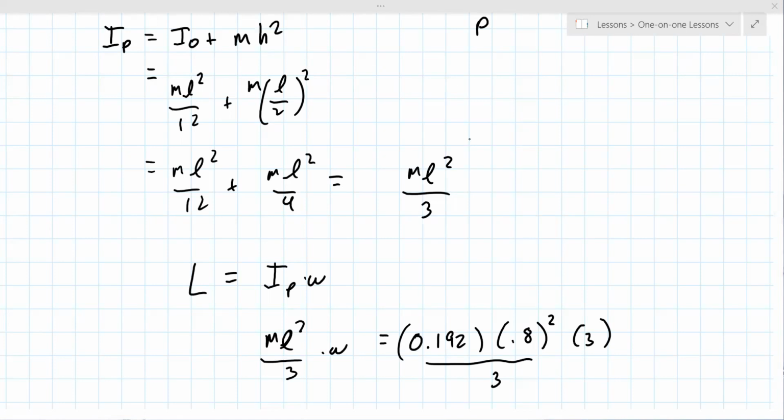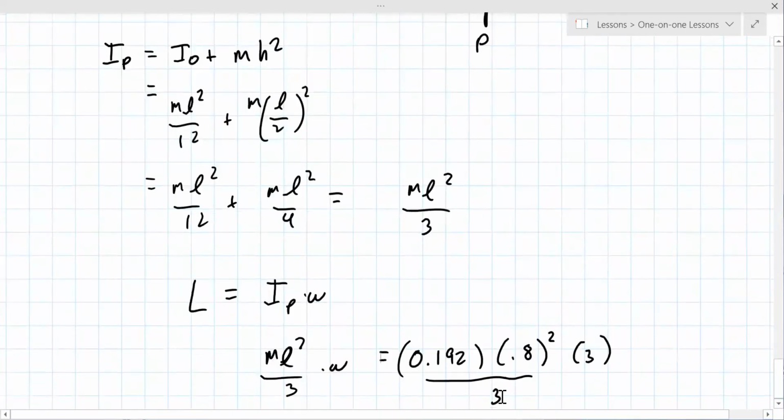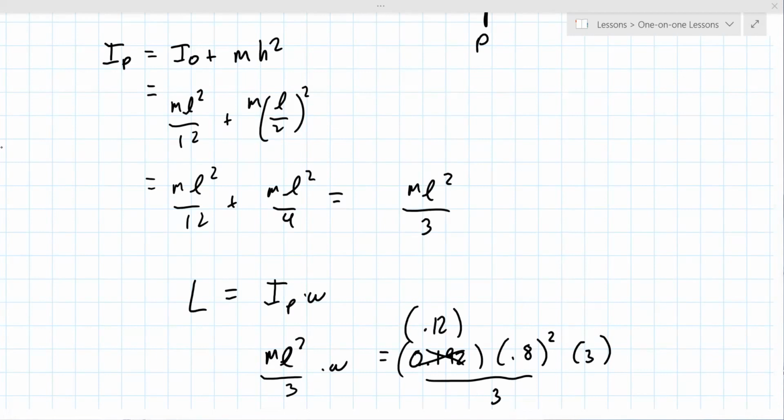No, the mass is not right. It's 0.12, not 0.192. That changes your answer. So it's 0.0768 for that. 0.0768. All right. That's correct.